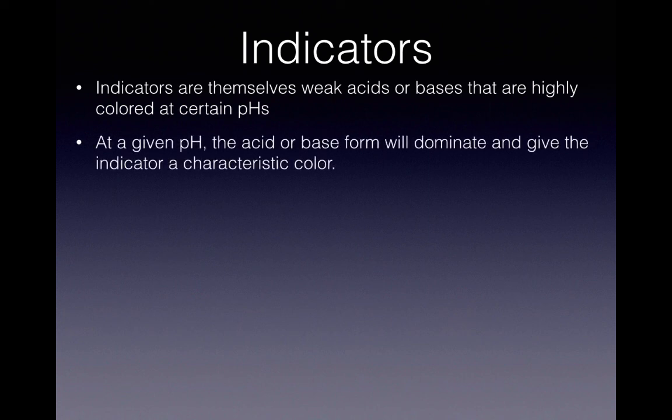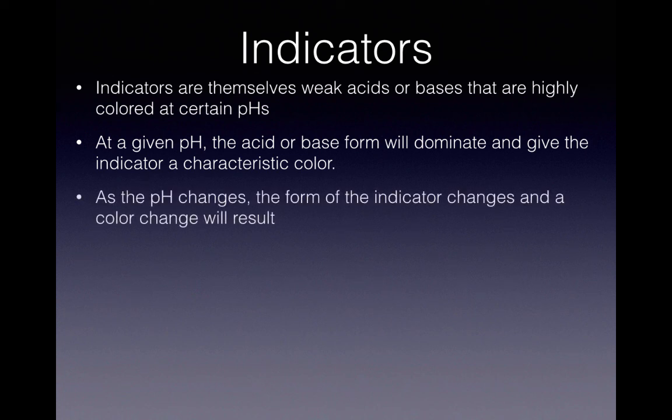And so at some given pH, depending on the indicator, the acid or base form of the indicator will dominate the solution, and it will give the indicator a very characteristic color. And as that pH changes during a titration, at some point the form of that indicator is going to change from either its acidic or basic form, and when it does that, you do get a dramatic color change.